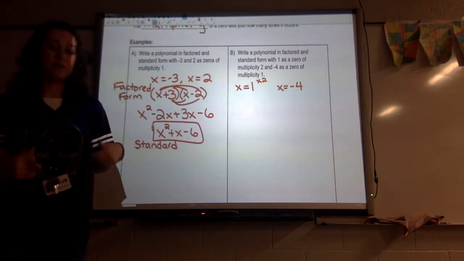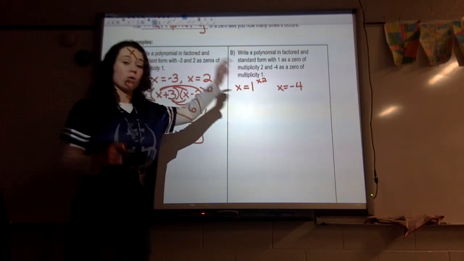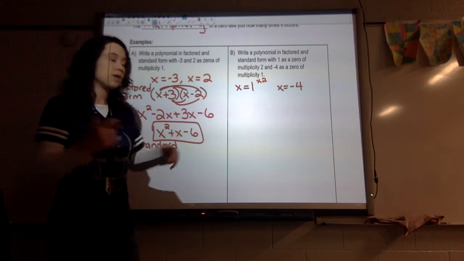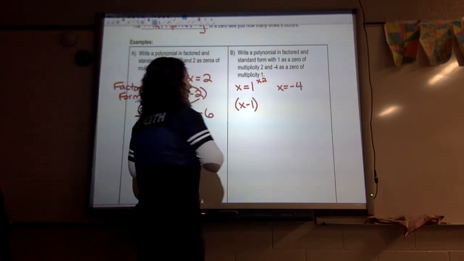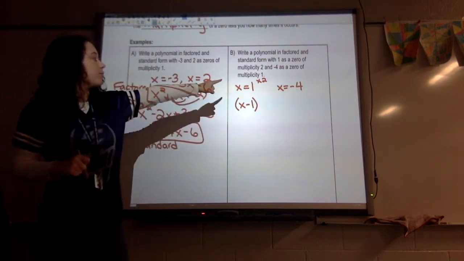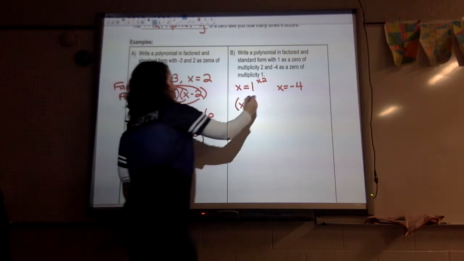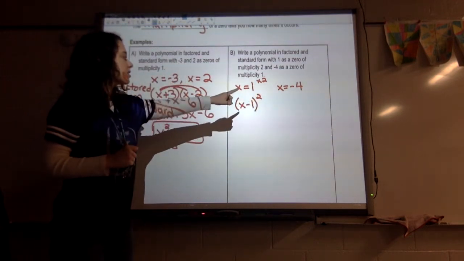If I'm going to write this in factored form, if x equals 1 was my 0 or my solution, then the factor that came from would have been x minus 1. Okay? But it had multiplicity 2. Well, the way I say that is I say that it is squared. It happens twice.